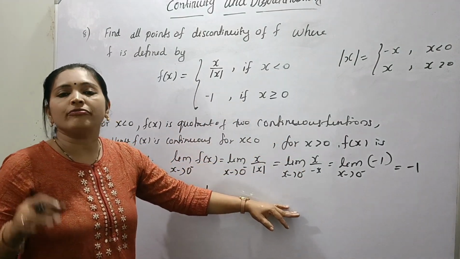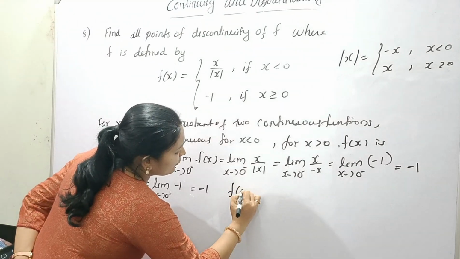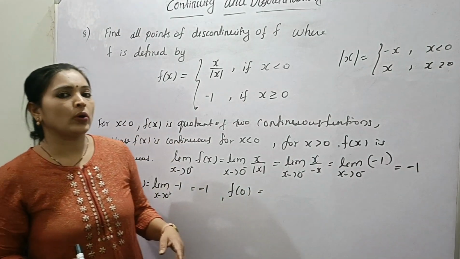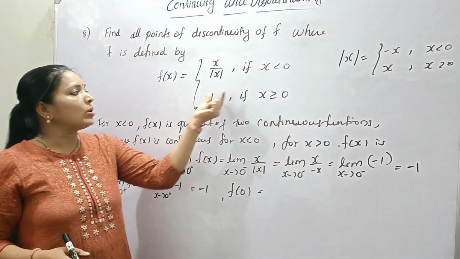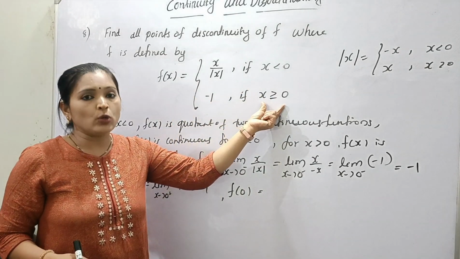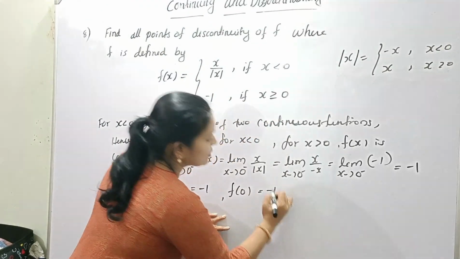Next we will find the value of the function at x is equal to 0. That is f of 0. What is f of 0, when x is equal to 0? When x is equal to 0, the function is minus 1. So f of 0 is minus 1.